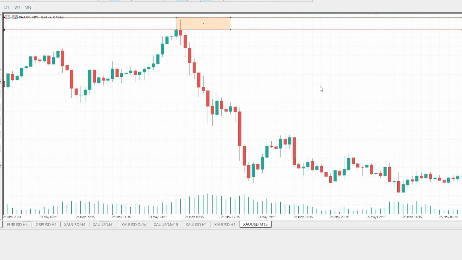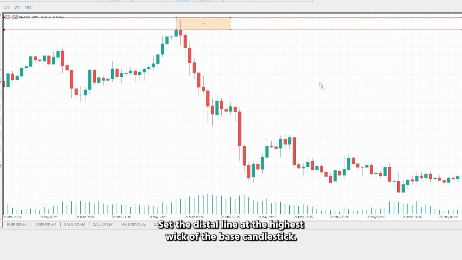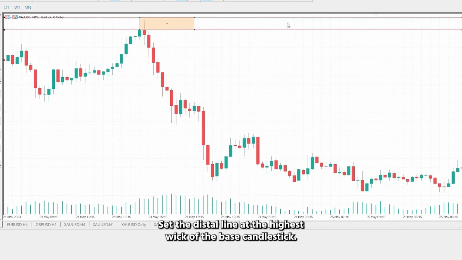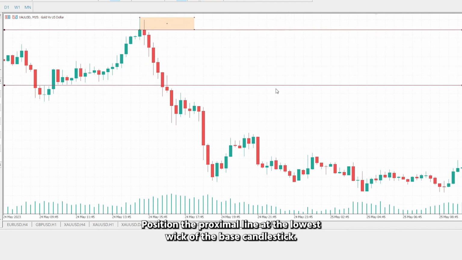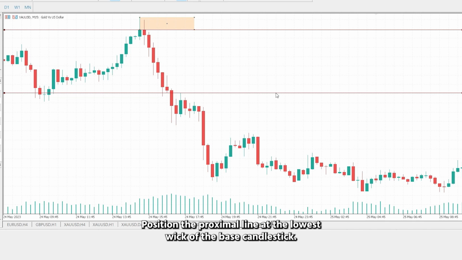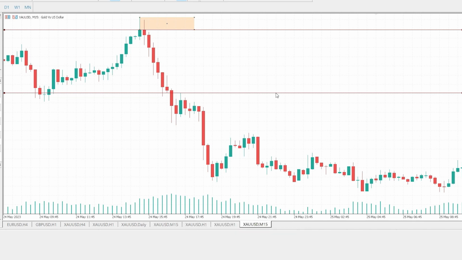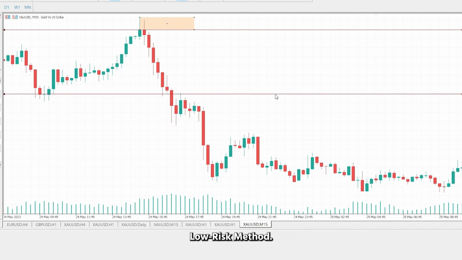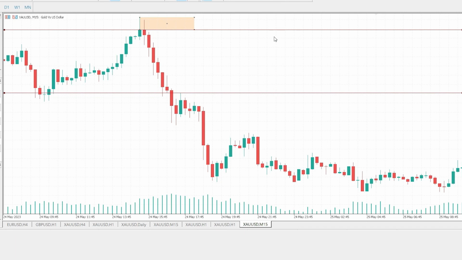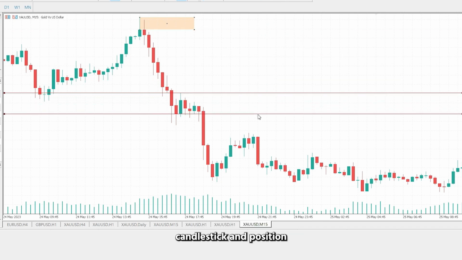High risk method. Set the distal line at the highest wick of the base candlestick and then position the proximal line at the lowest wick of the base candlestick. Low risk method. Place the distal line at the highest wick of the base candlestick and position the proximal line at the base candlestick body's high.